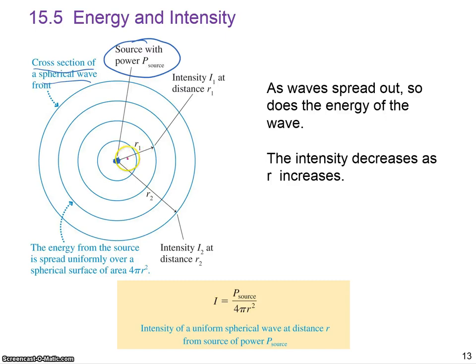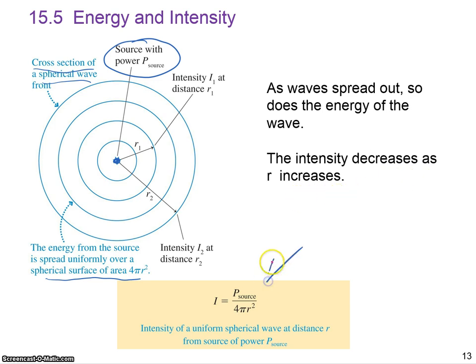And as it goes out, you can see there's a radius here, R1, and then it gets bigger, some radius here, R2. And it says the intensity, I1, is at R1, and then the intensity I2 is at R2. So what they're telling us is that as you get away from the point source, the intensity is going to be getting less and less. So it says the energy from the source is spread out uniformly over a spherical surface that has an area of 4 pi r squared. So as the waves spread out, so does the energy of the wave. The intensity decreases as r increases.